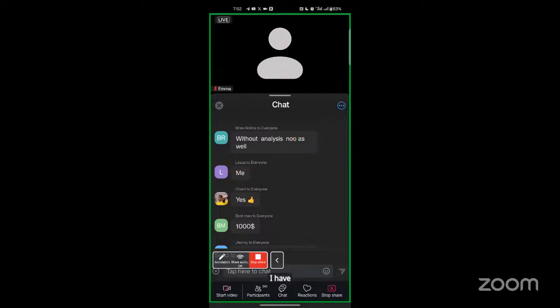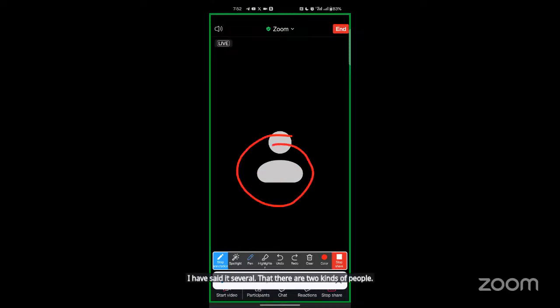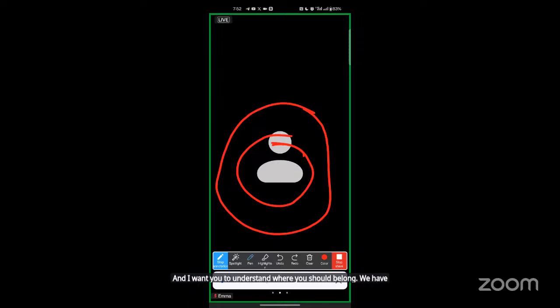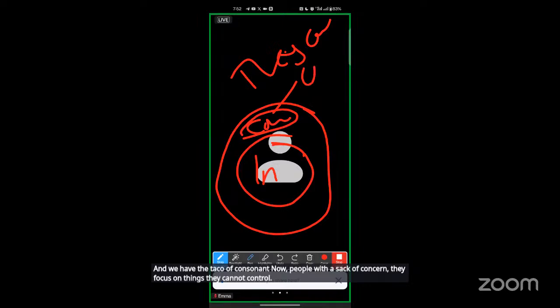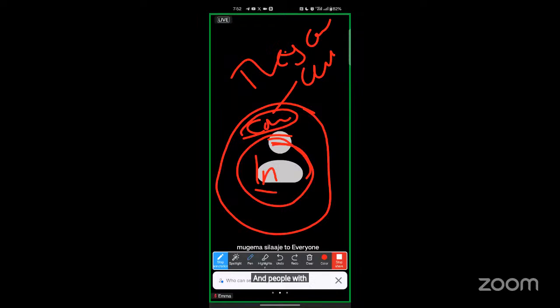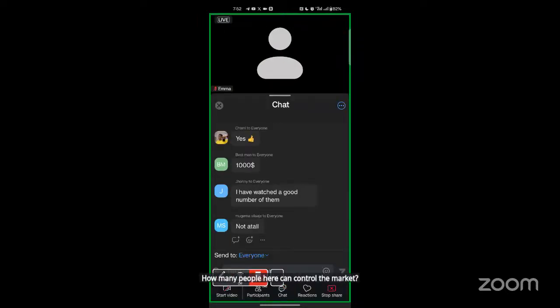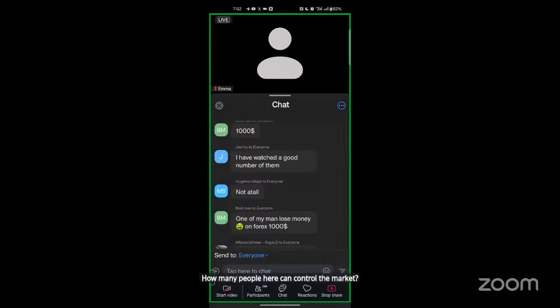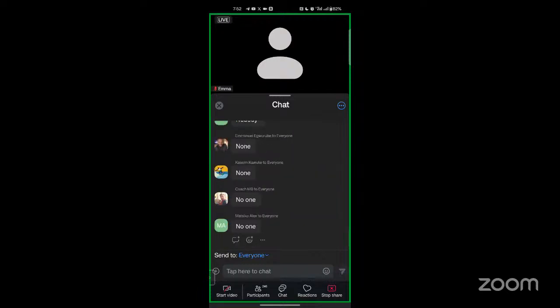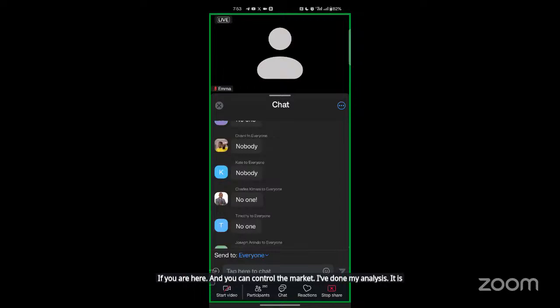I have said it several times that there are two kinds of people, and I want you to understand where you should belong. We have the circle of influence, and we have the circle of concern. People with the circle of concern focus on things they cannot control. And people with the circle of influence focus on things they can control. Here comes my question once again. How many people here can control the market? If you can control the market, you say, I've done my analysis, and it is going to hit my take profit. If you are here, you can say, I can control the market.